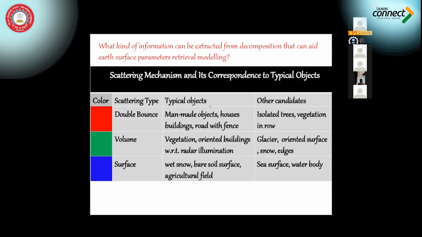Now, how do we interpret, and what are the candidates for such scattering phenomena, which are the major or primary candidates to represent such kind of phenomena?